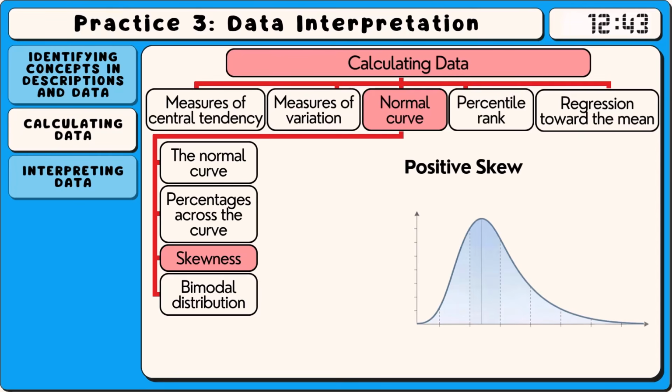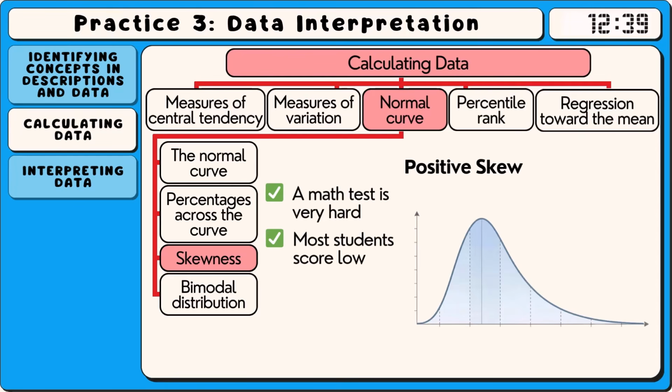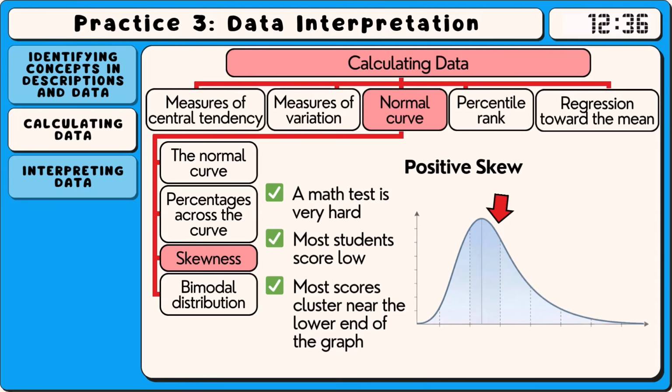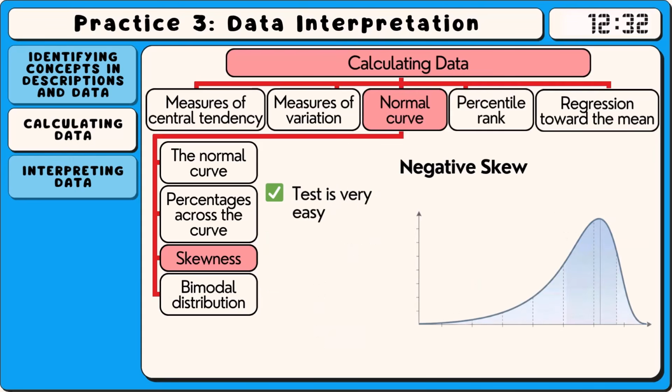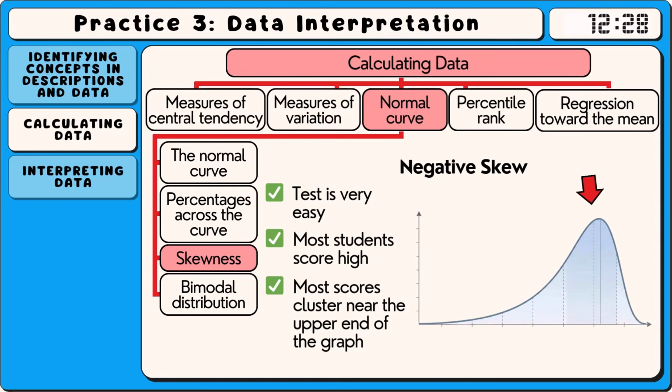Let's look at positive skew. Imagine a math test is very hard and most students score low. In this case, most scores will cluster near the lower end of the graph. The distribution will then have a long tail stretching to the right. Similarly, if the test is very easy and most students score high, most scores will cluster near the upper end of the graph. The distribution will then have a long tail stretching to the left, which is called negative skew.